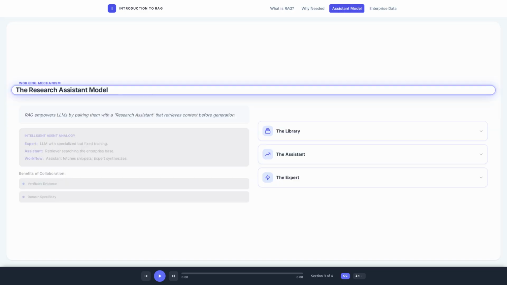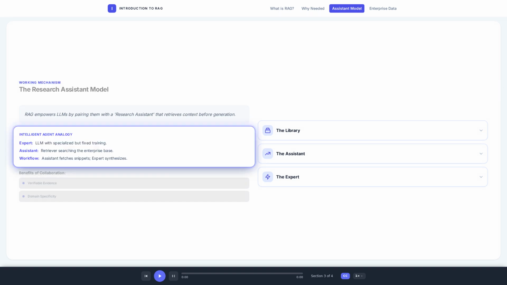So, we've seen that LLMs have knowledge limitations and that RAG provides a solution. Now, let's use an analogy to better understand the RAG process. Let's view it as a collaboration between an LLM and a dedicated research assistant. We can think of RAG as creating an intelligent agent composed of two main parts. The LLM itself acts like an expert who has a vast, but fixed, knowledge base. Then, we have the research assistant. This is the retrieval component.